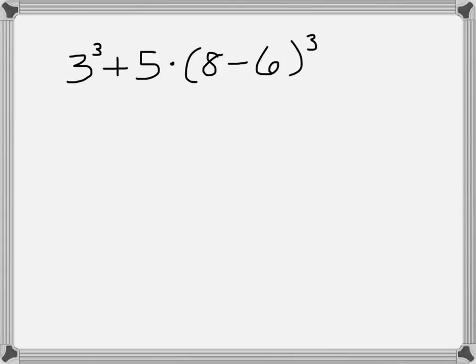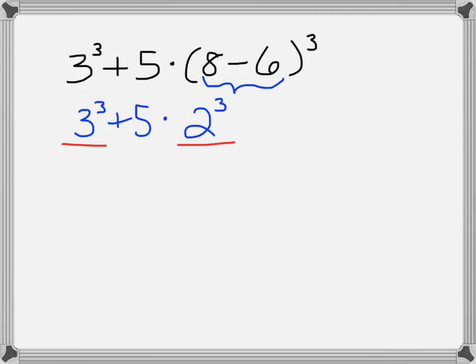The first thing I'm supposed to do is deal with anything inside a parentheses. That would be the 8 minus 6. So 8 minus 6 is 2, and the cubed remains. After parentheses, we deal with exponents. 2 parts of this problem have exponents: 3 to the 3rd power, 2 to the 3rd power. To the 3rd power is also called cubed.